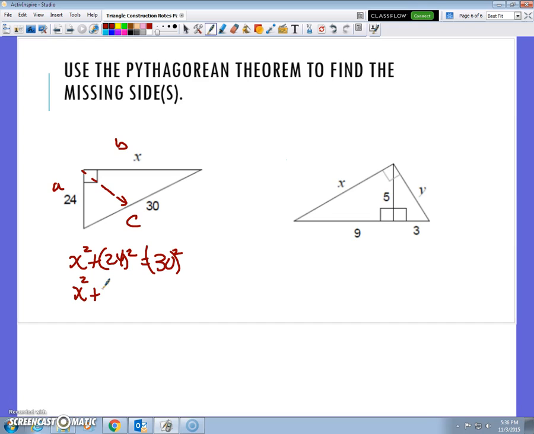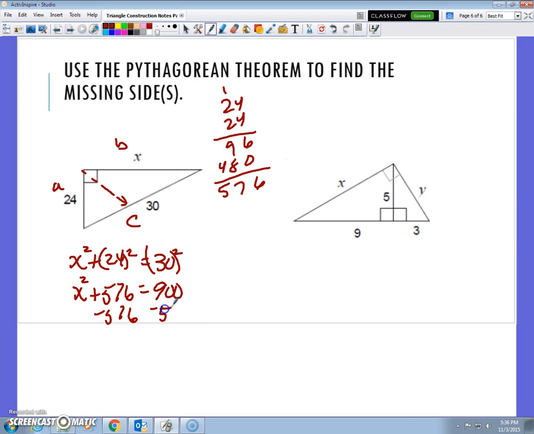And 24 times 24. Let's see here. What is that? I believe it's 596. Let's just find out here. 576. Okay. Hope that's right. 576 plus x squared equals 900. And once I'm solving, I'm subtracting. And I know x squared must equal 324. And then finally, I'm going to take the square root of both sides, plus or minus 18.